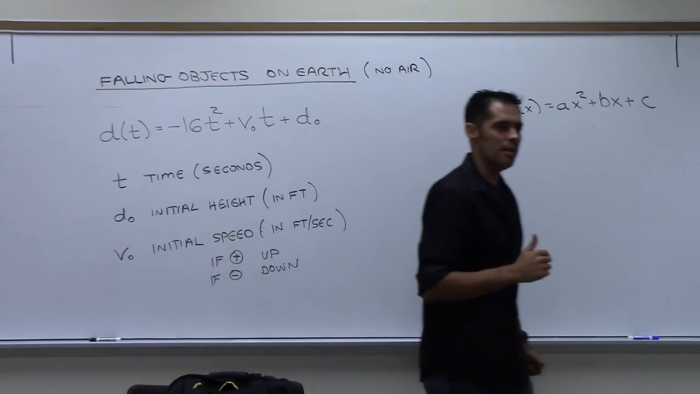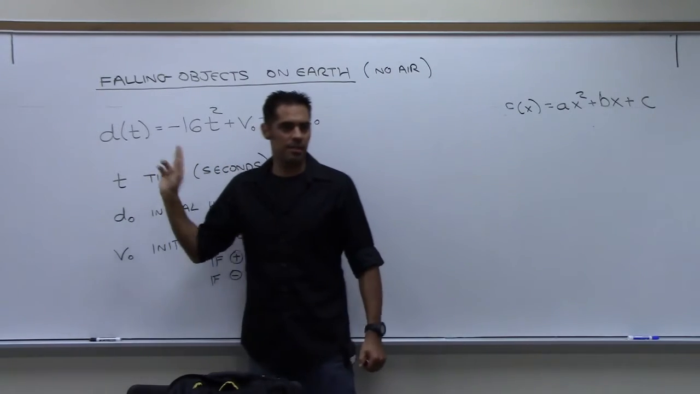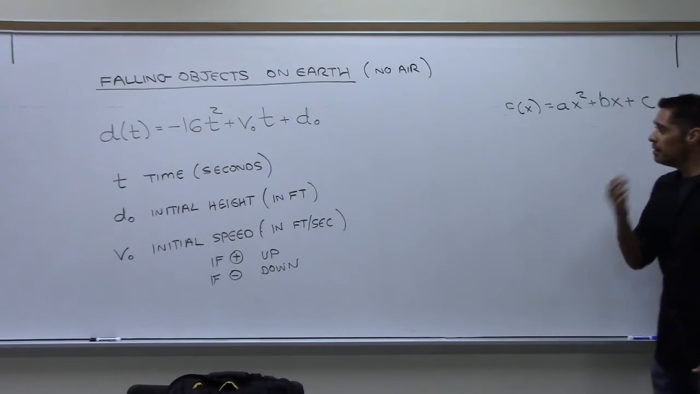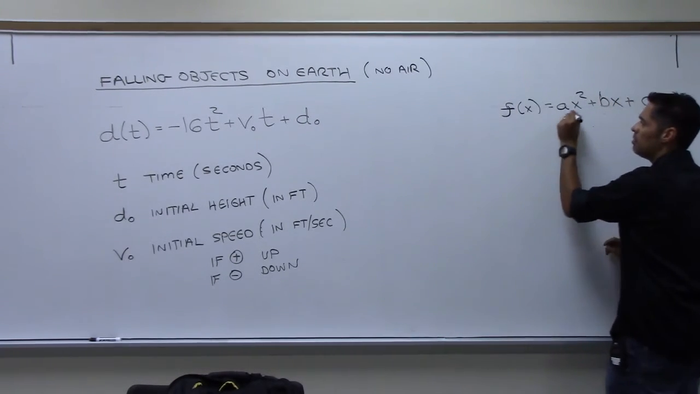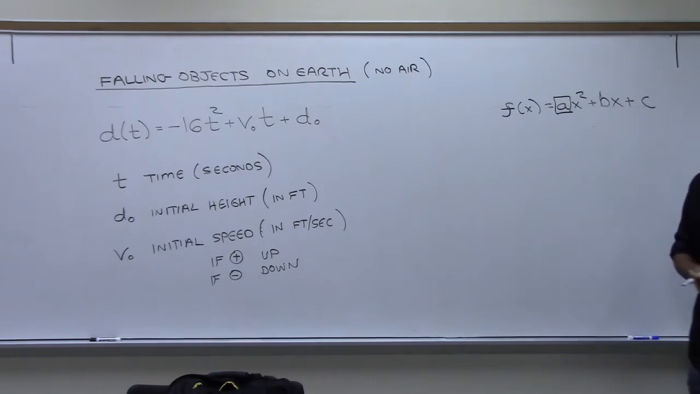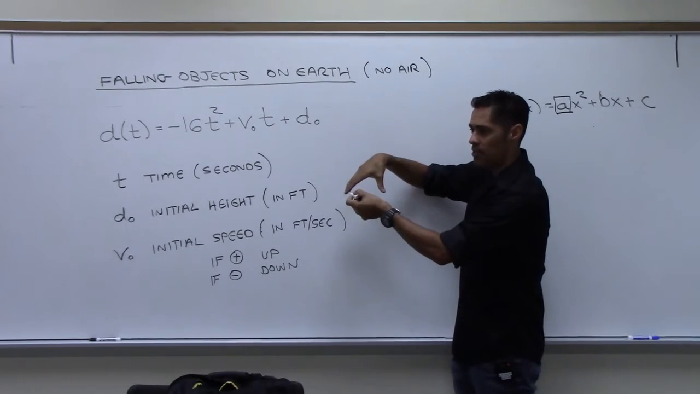Gravity. That's right. If we're on Earth, this is negative 16. If we're on a different planet, it's a different number, depending on which planet you're on. So for falling objects on Earth, we do not have any control over this number. It's always going to be negative 16, which means that if we look at this as a parabola, it opens down, right?